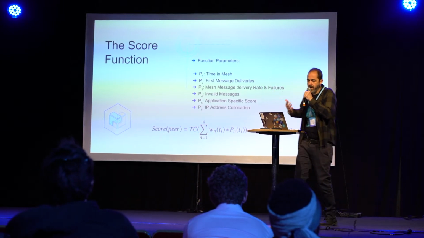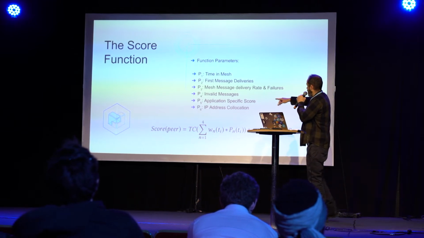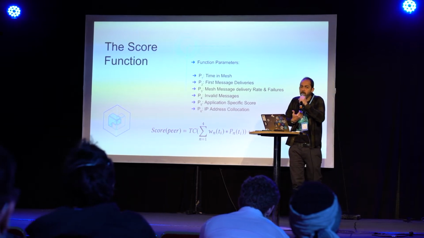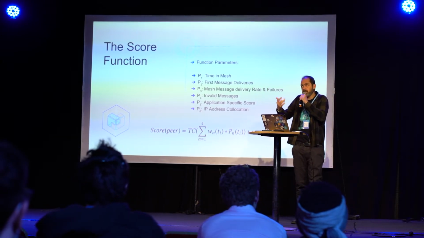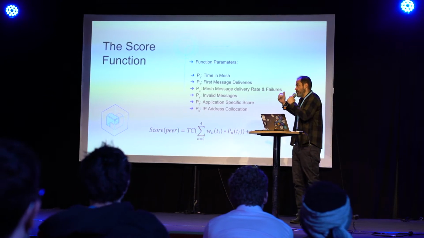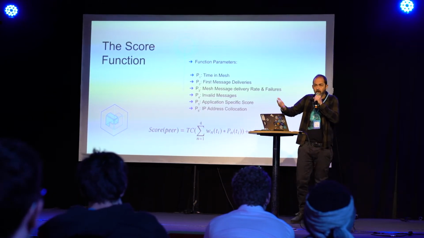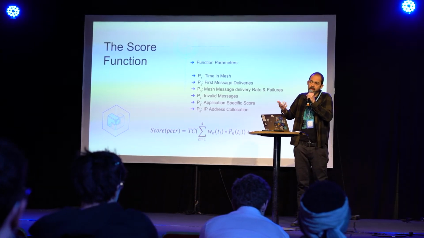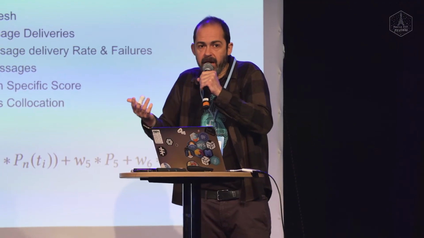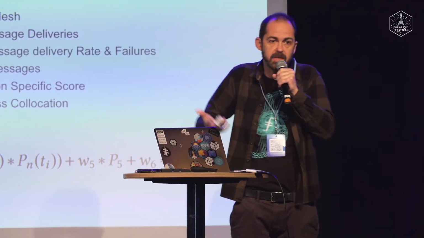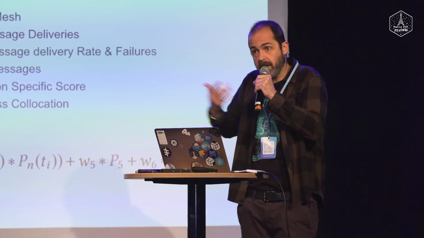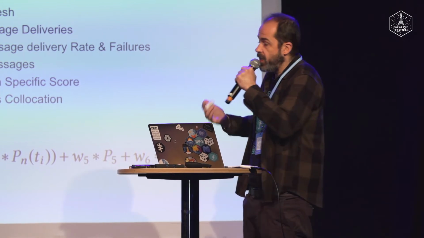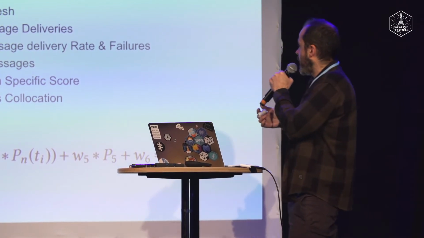Then there are other negative parameters such as P4, the invalid messages. If I receive an invalid message from someone, this is a bad sign. I'm not directly rejecting this node, but if a node starts to send too many invalid messages, then maybe this is a sign that it is trying to overload other peers in the network by having them process messages and so on. So this is not a good sign if someone is spamming the network with rubbish.